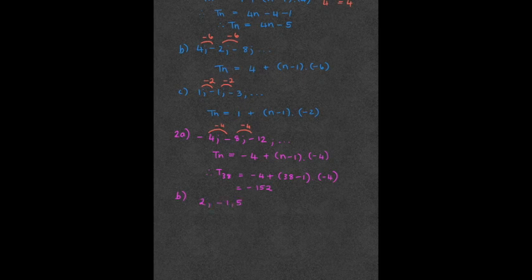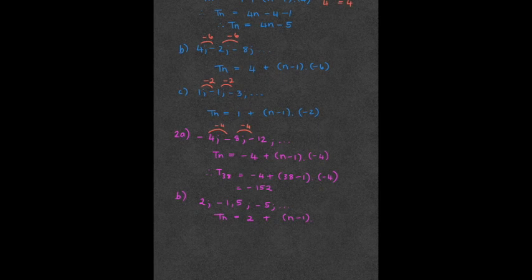2, -1.5, -5, and so we go. So you should be getting into the swing of this now. Nth term, Tn equals term 1 plus n minus 1 times constant first difference.